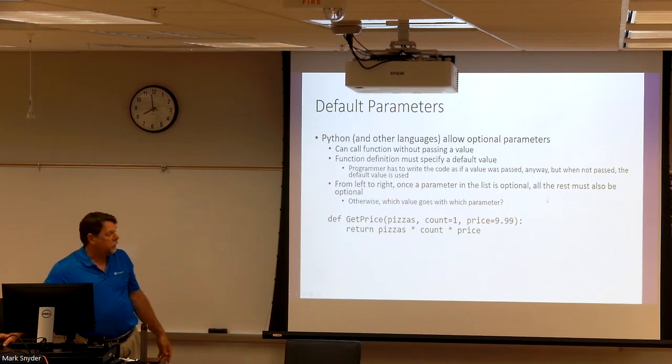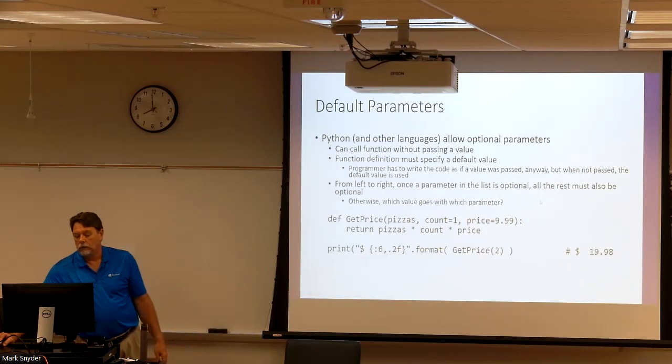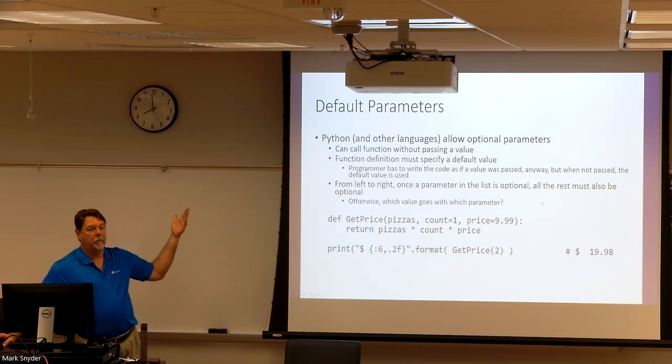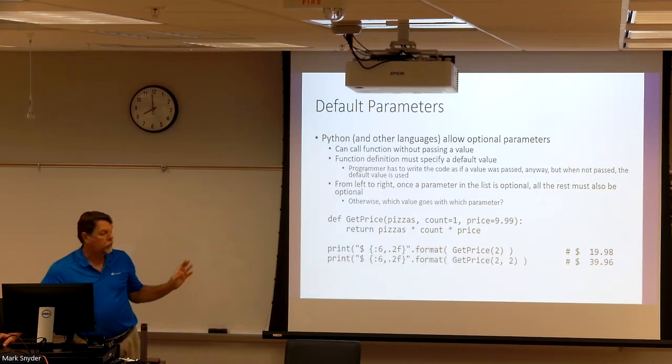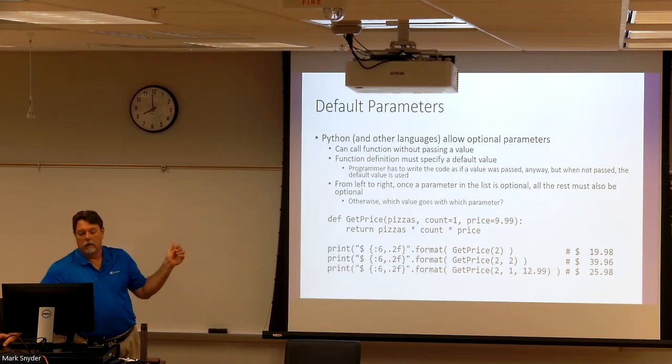So I can just say pizzas times count times price. So if I just pass 2, then it's as if I pass 2, 1, and 99. If I say 2, 2, it's as if I pass 2, 2, and 999. If I say all 3 of them, then it's all 3 of them. Easy cheesy.